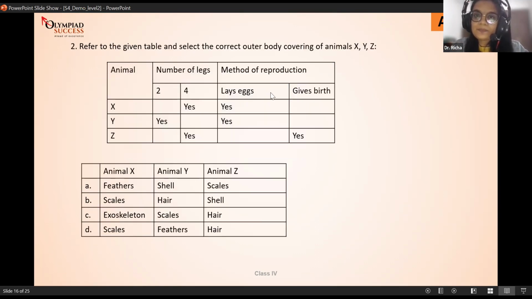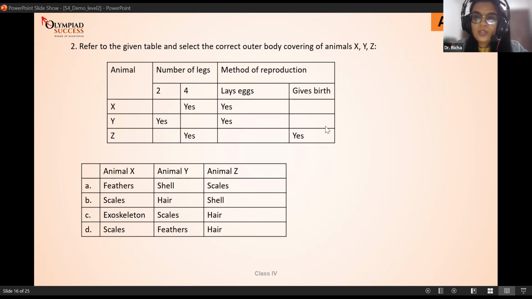Second question. X is someone which has 4 legs and it lays eggs. Y has only 2 legs and it also lays eggs. Z is someone which has 4 legs and it gives birth. Share your answers.